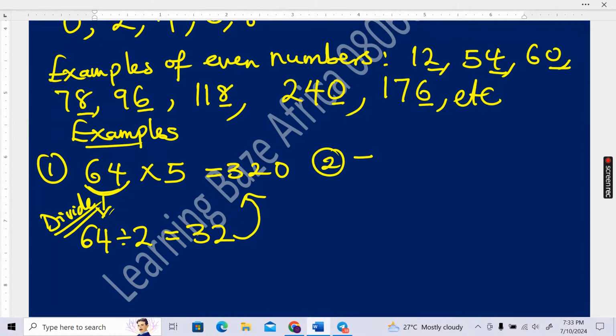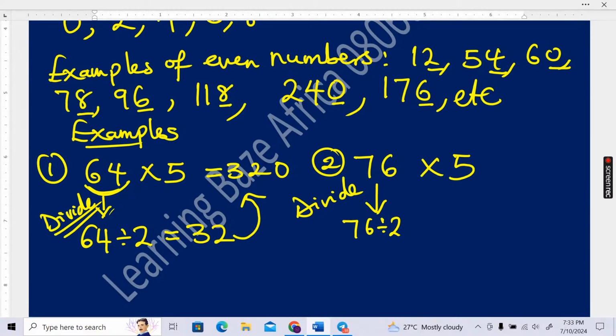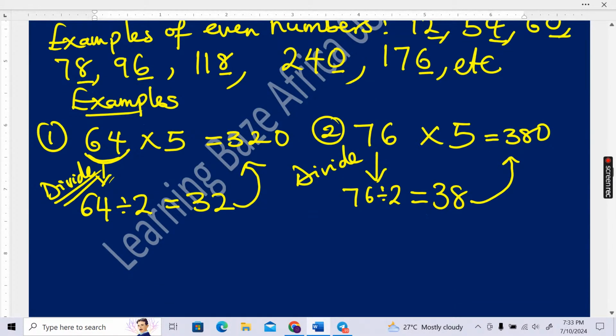Now the next one is 76 times 5. The first thing you need to do is to divide. Divide 76 by 2. That is going to give you 38. Okay. Then write 0 beside 38 to give us our answer as 380. So 76 times 5 is equal to 380. I hope you understand that.